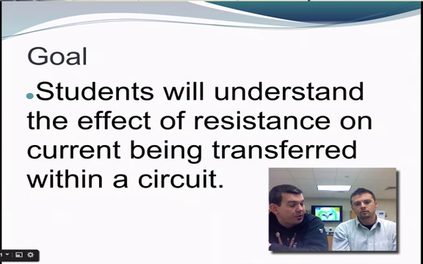All right. So our goal was for you guys to understand the effect of resistance on current being transferred within a circuit. And there are 4 things that I hope you wrote down that you paid attention to in regards to how we can control resistance, how a dimmer switch works, and then what happens if you have that really bad scenario of a short circuit.